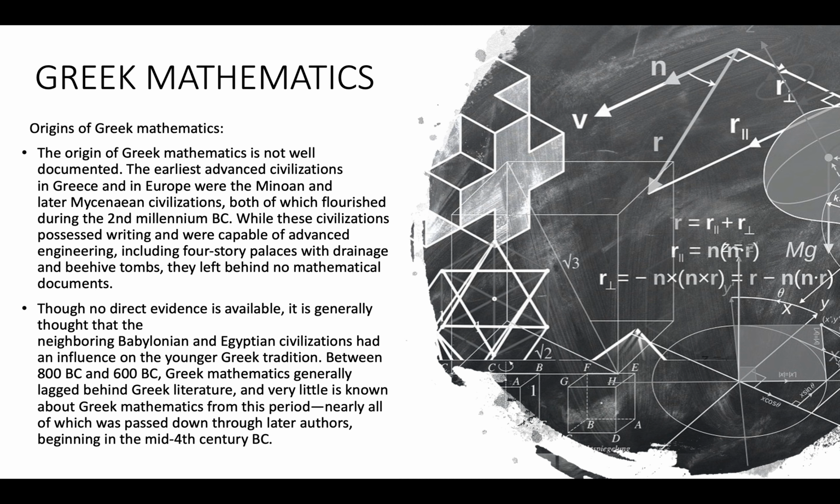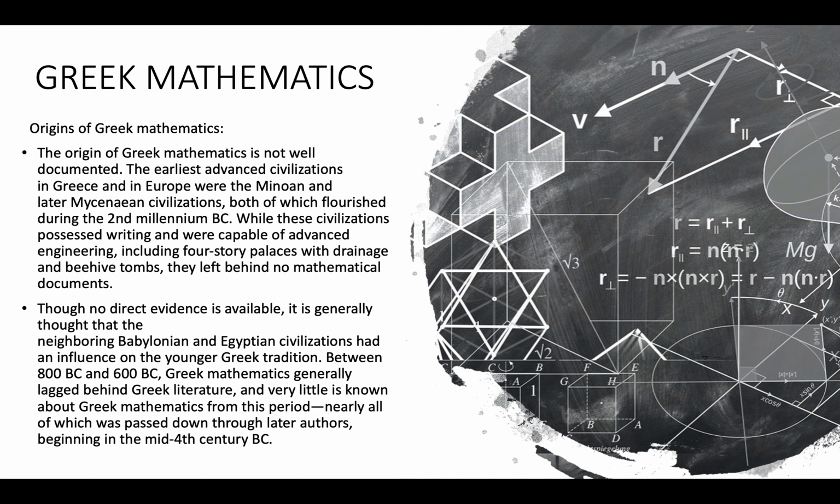While these civilizations possessed writing and were capable of advanced engineering, including four-story palaces with drainage and beehive tombs, they left behind no mathematical documents. Though no direct evidence is available, it is generally thought that the neighboring Babylonian and Egyptian civilizations had an influence on the younger Greek tradition.